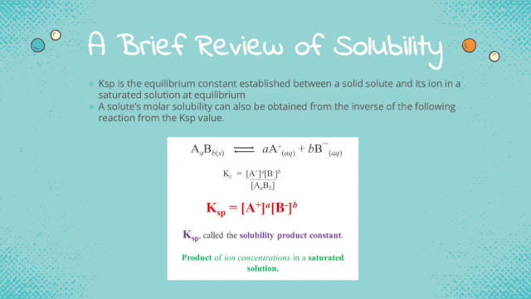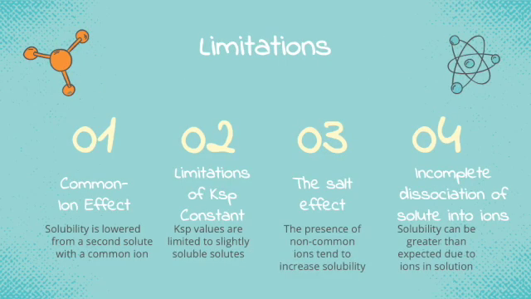Ksp represents what level a solute dissolves in a solution. A higher Ksp value signifies a higher solubility. A solute's molar solubility can also be obtained from the inverse of the following reaction from the Ksp value. Even for very soluble substances, there is usually a limit to how much a solute can dissolve in a given quantity of solvent. Certain limitations and exceptions to solubility were outlined throughout the course.